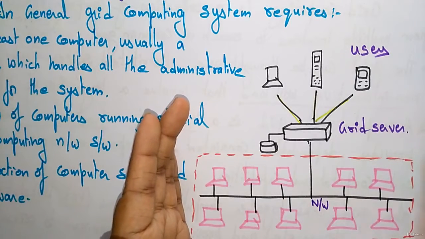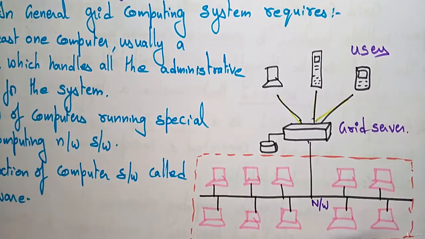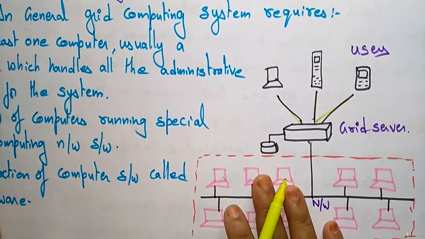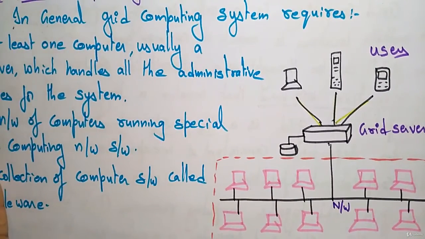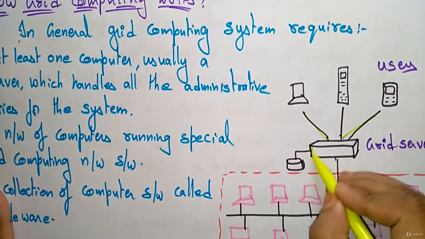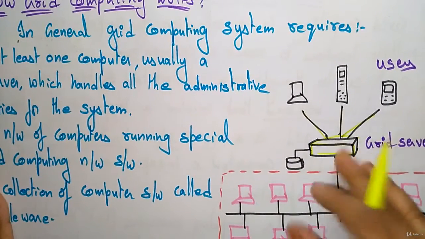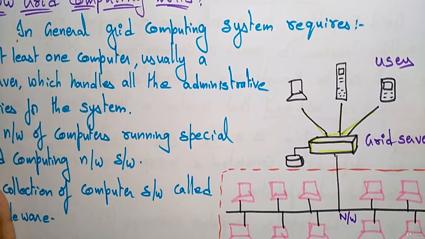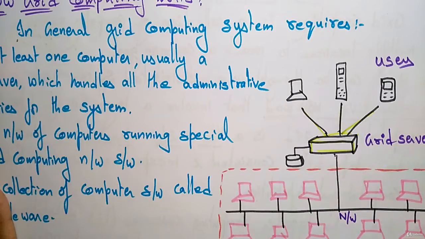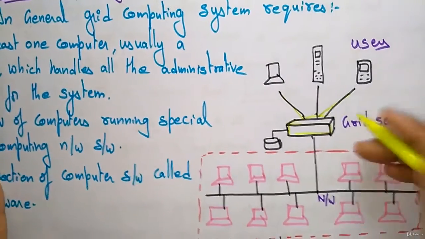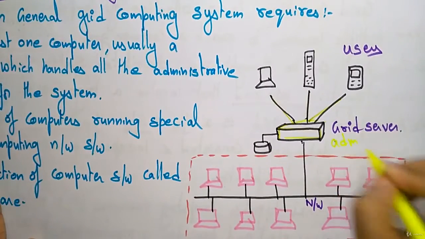Now let us see how grid computing works. In general, a grid computing system requires at least one computer, usually a server. So at least you require one grid server. You can also take one or more servers, but at least one computer, usually a grid server, which handles all the administrative duties of the system.